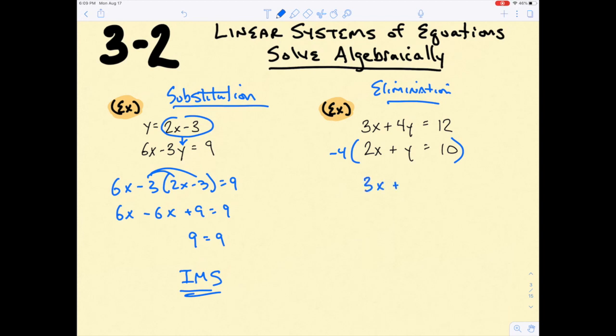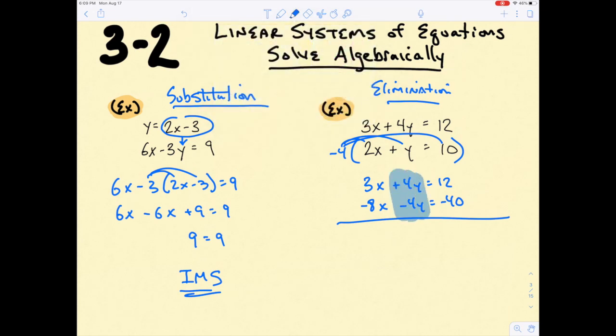So I'm going to rewrite the first equation. I'm going to rewrite the second equation, but I'm going to distribute this negative 4 through all 3 pieces. So I get negative 8x minus 4y and negative 40. And what I love about this, I'm going to highlight it. I love that these are opposite, which means they're going to eliminate very, very quickly using addition. I like addition because I don't have to deal with all the minus negatives and everything else that can sometimes cause issues.